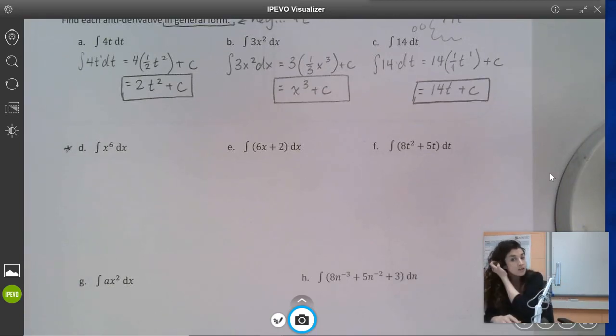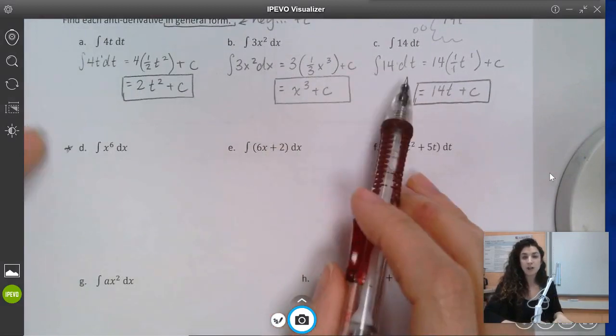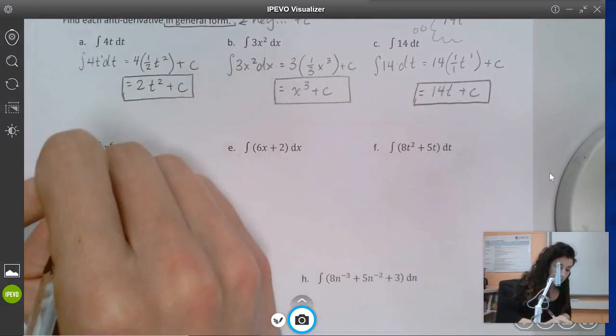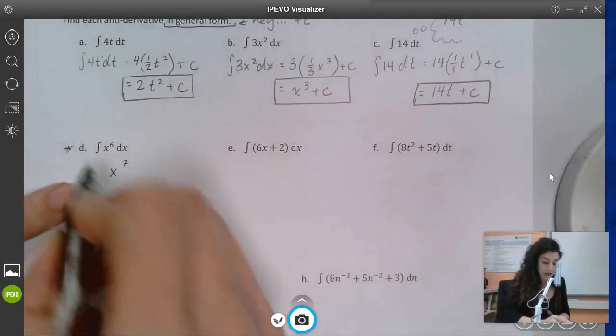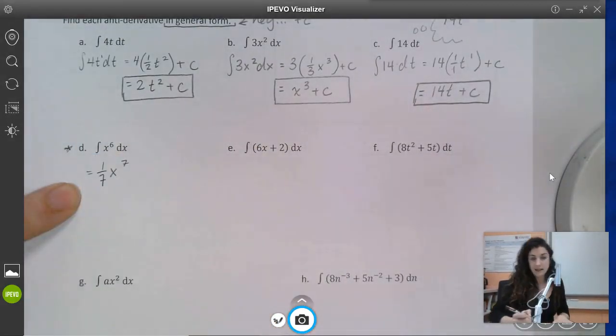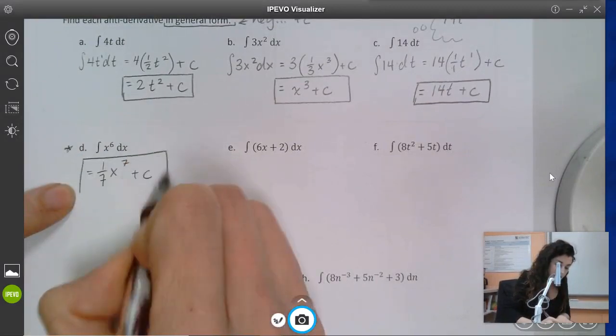There's no coefficient here, so we don't have to worry about this multiplication in front, because there's no coefficient. But we do know that it's going to be x to the seventh power, one more, and then divide by 7, so 1/7, and then our ever-present plus c constant.